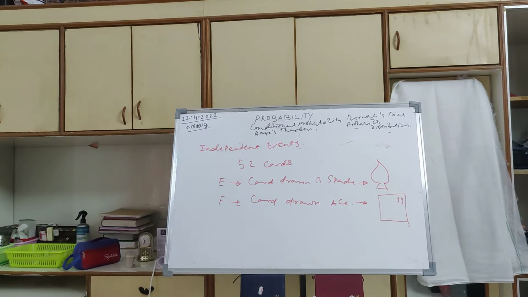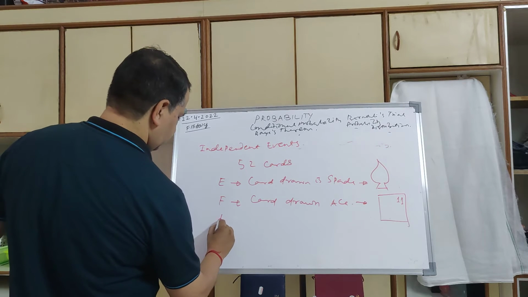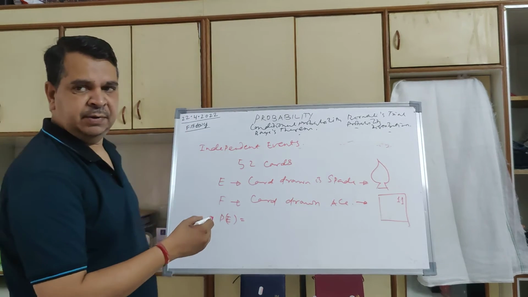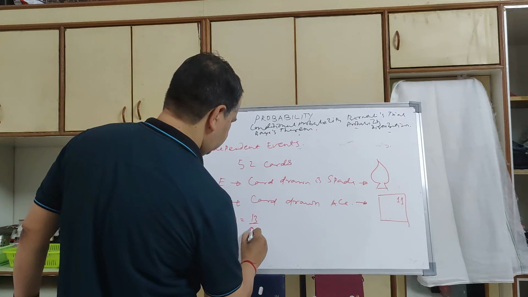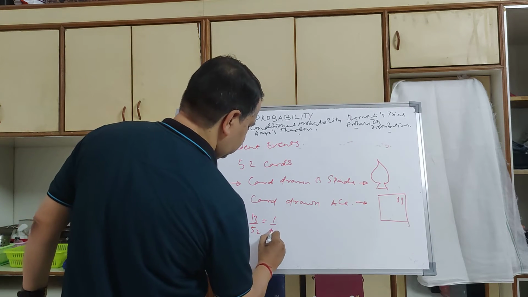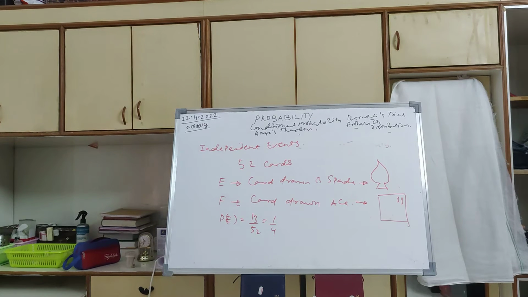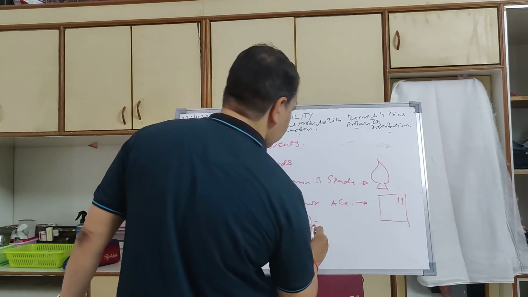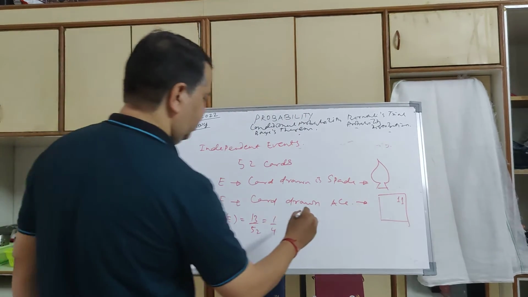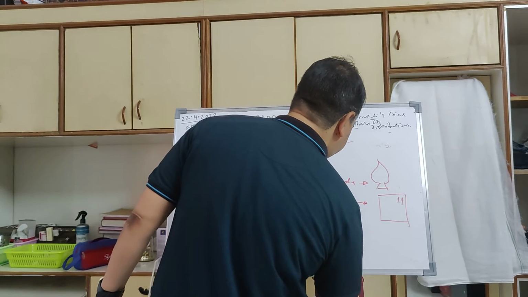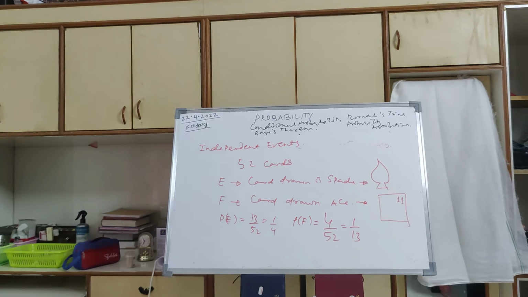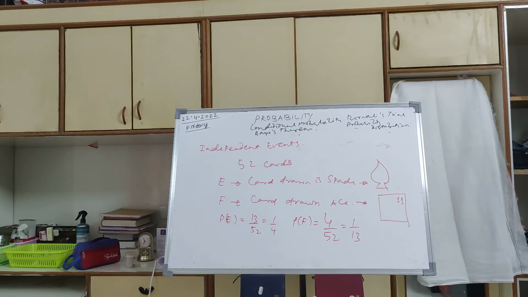So what is the probability of E? Probability of E: there are 13 spades, right? And 13 by 52 is 1 by 4. Okay, and what is the probability of F? Probability of F is, you have only 4 aces and you have 52 cards, so 4 by 52 is your probability, which is 1 by 13. Okay, so these are two things.